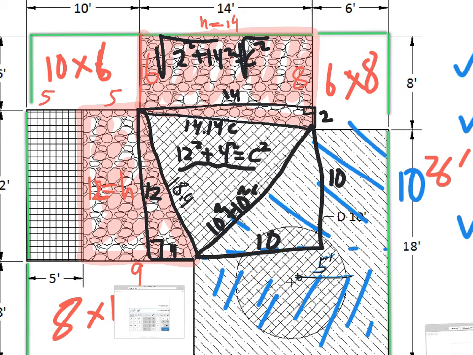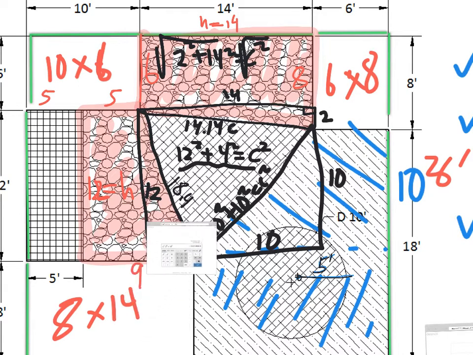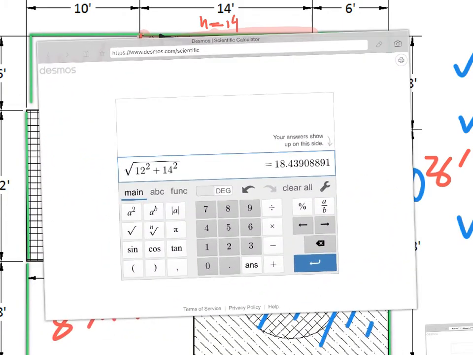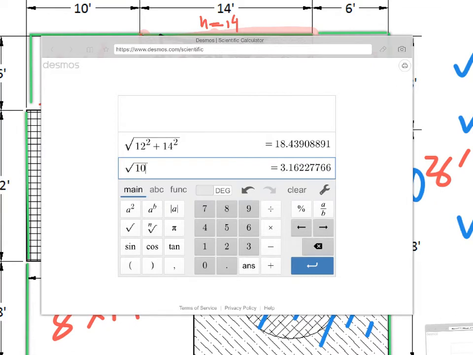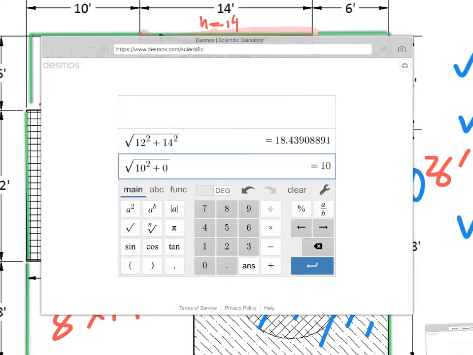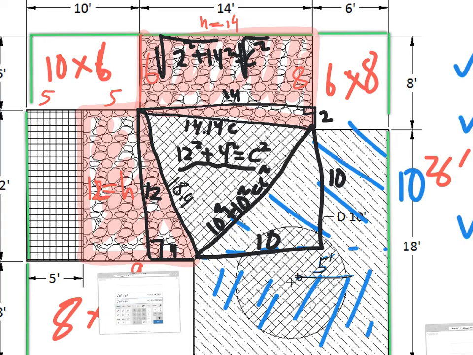A lot of stuff going on here. And so we can find that length with our calculator again. 10 squared plus 10 squared equals C squared. So the square root of 10 squared plus 10 squared is 14.14, or 14.1. All right. So this guy here is 14.1.